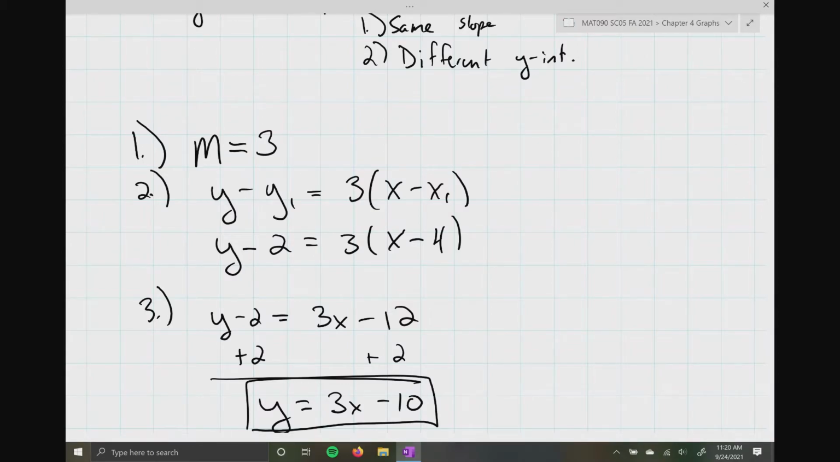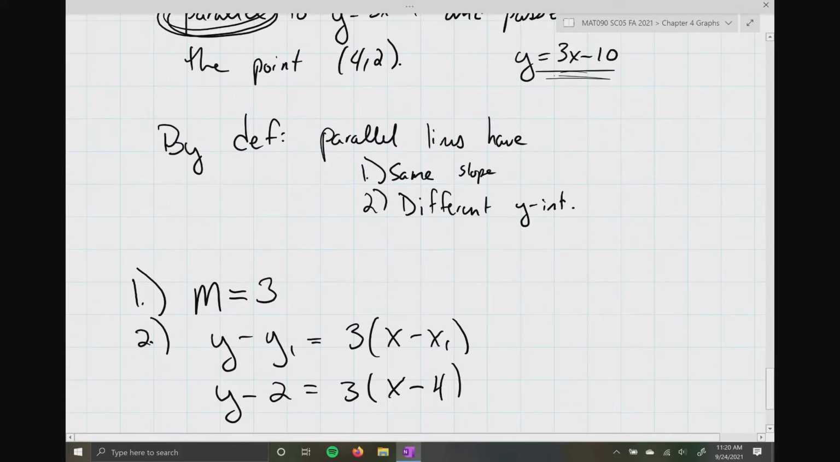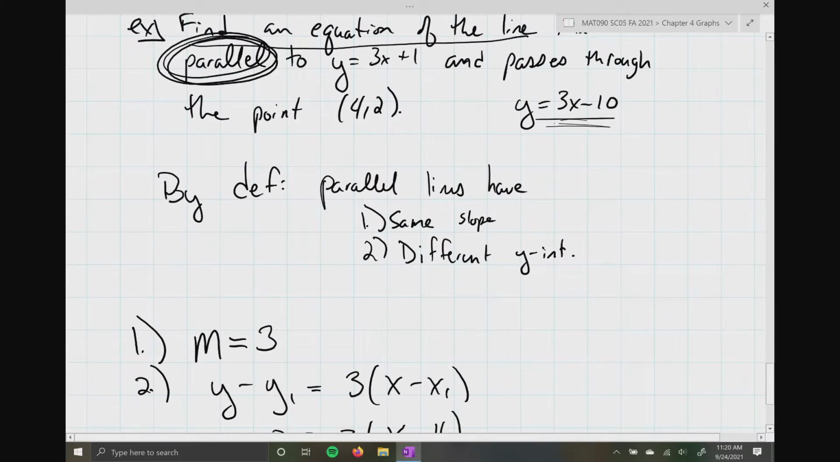Now, before I let you go, what would be a really fast, easy way to check yourself to make sure you're correct? Desmos. Yeah, Desmos. So let's go ahead. I'm going to drag this over. Okay, and let's look here. The first equation, y equals 3x plus 1. The second equation, which is the line parallel, y equals 3x minus 10. And boy, does that look beautiful.